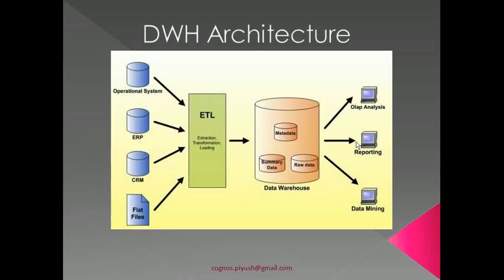In a data warehouse, basically there are three things: metadata, summary data and raw data. What is metadata? Metadata is actually data about data. It is one of the important aspects of a data warehouse. It helps the data warehouse to analyze, identify and find what the data is and where it is actually stored.